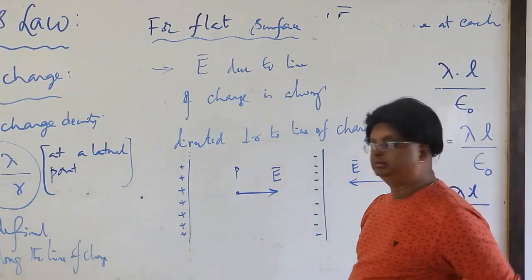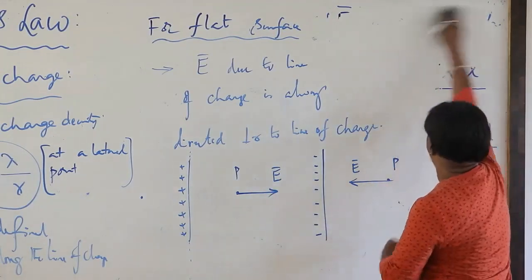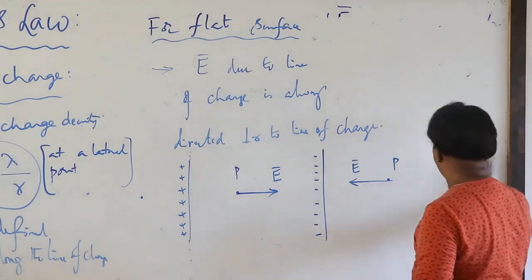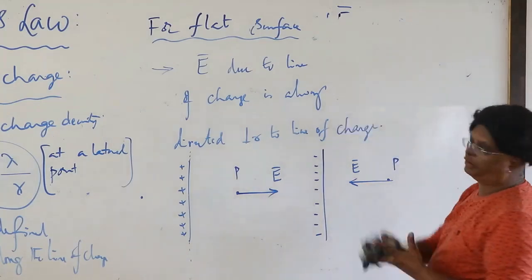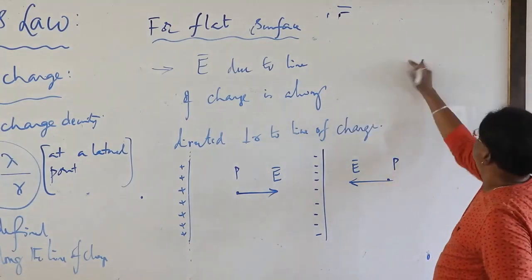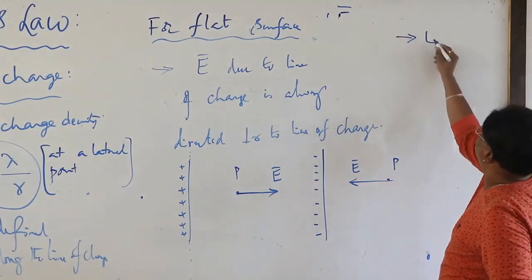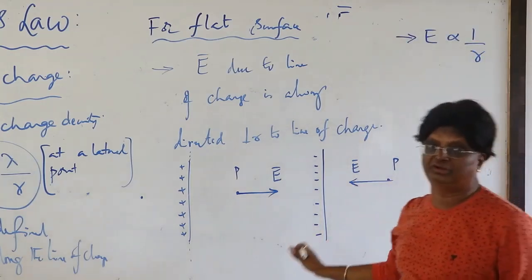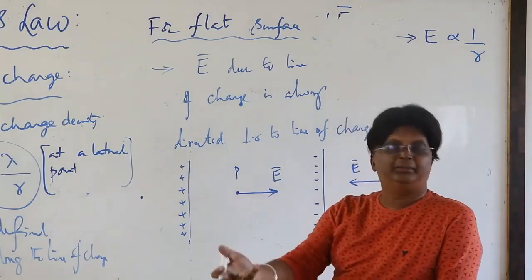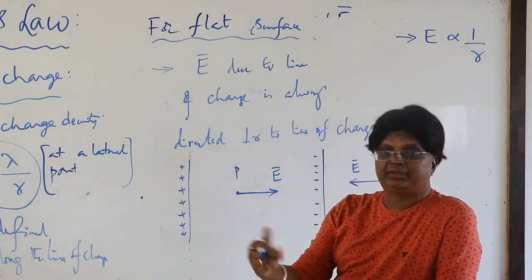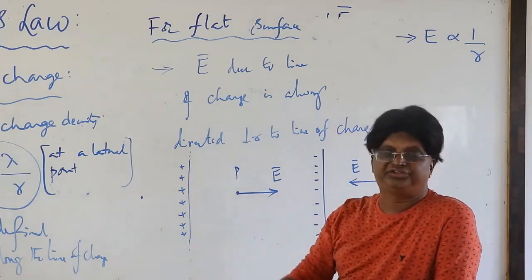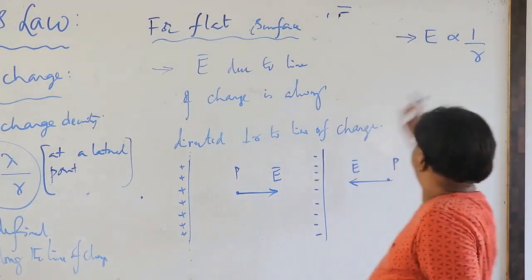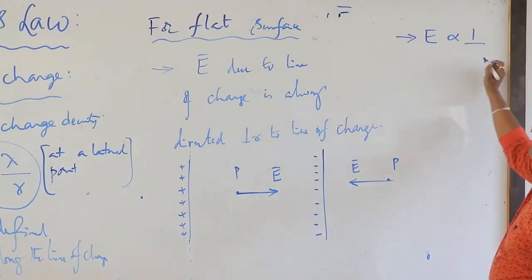Now, still, as I have told you, how do we find the relation of E and R? We have seen E proportional to 1 by R for a given line of charge. Of course, E is proportional to lambda. As lambda increases or decreases, E also changes proportionately. I am now writing only for distance. This is E proportional to 1 by R.